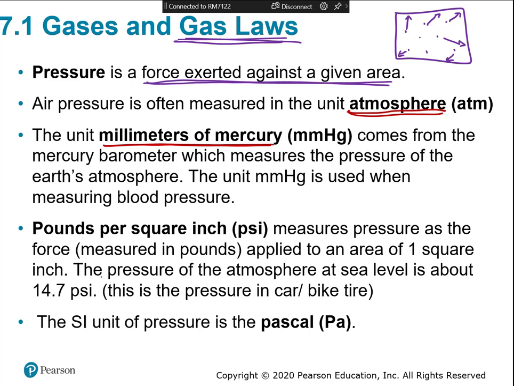Pounds per square inch, PSI, is really what they use when they talk about tire pressure. We don't really use that in chemistry, so you don't have to worry about that. And we're not really going to talk much about Pascal, so you don't have to worry about that as a unit. But if you see ATM as a unit, you've got to know that's pressure. If you see mmHg, know that that is a unit for pressure.